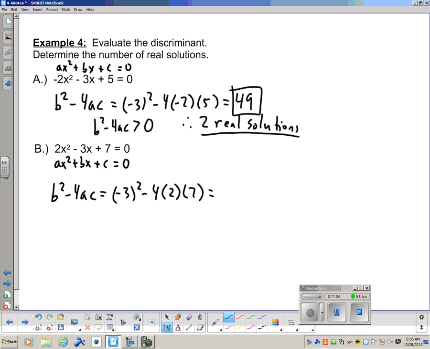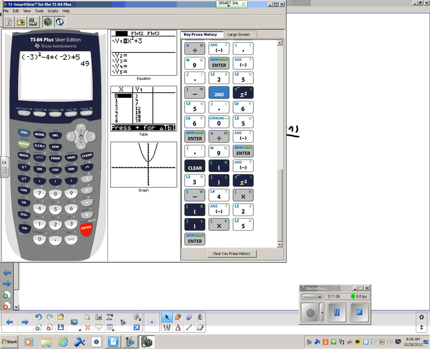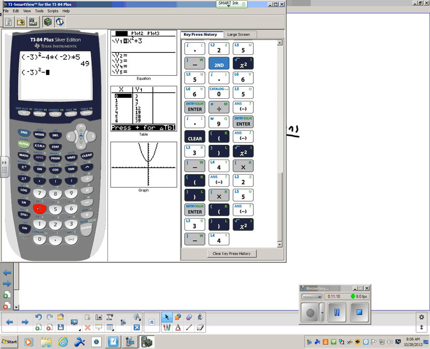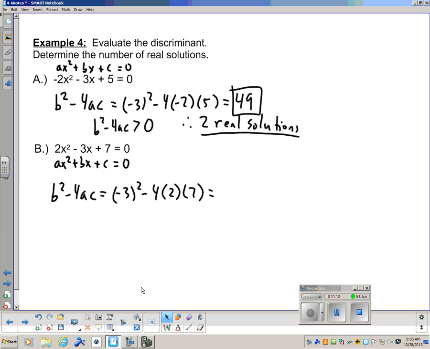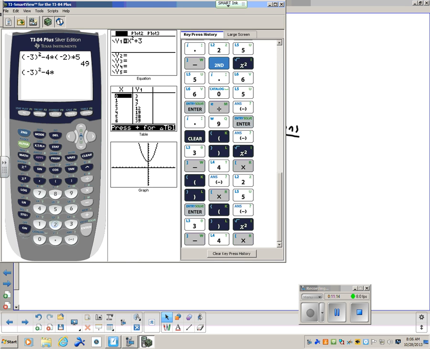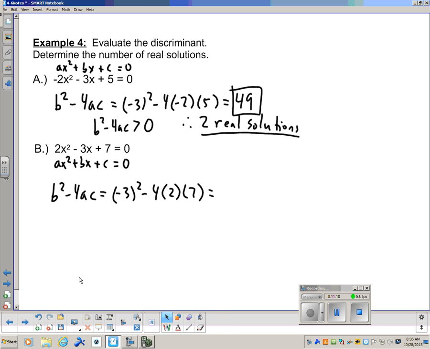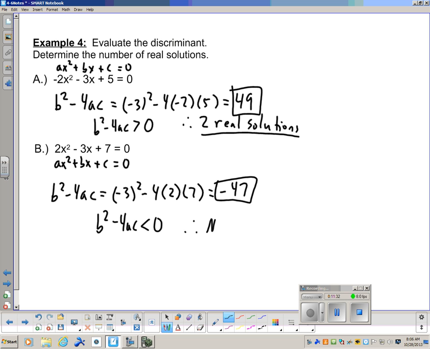So plugging that one in, we get negative 3 squared minus 4 times 2 times 7, and we get negative 47. So this time b squared minus 4ac is less than 0. So if it's less than 0, we have no real solution.